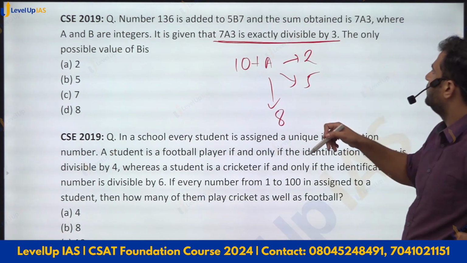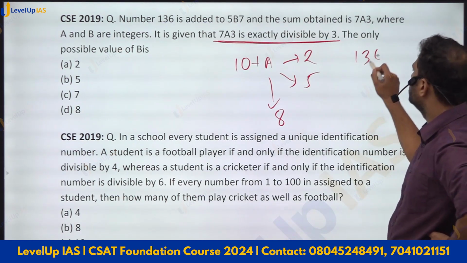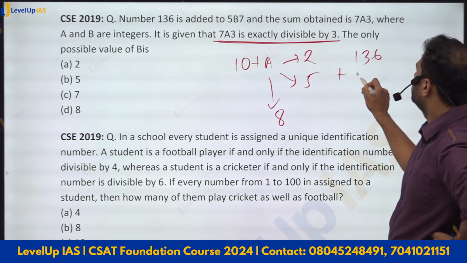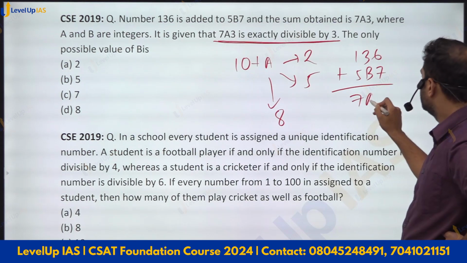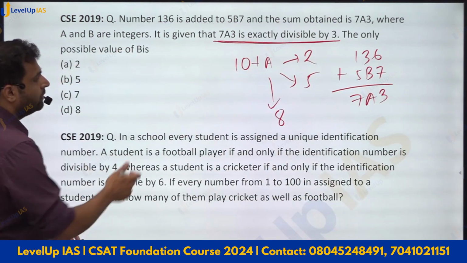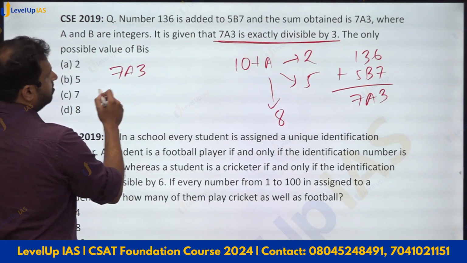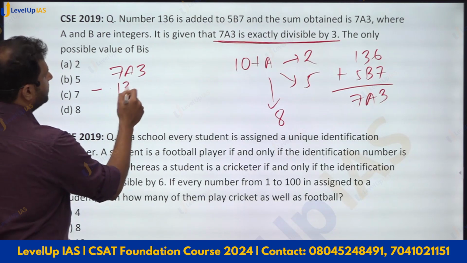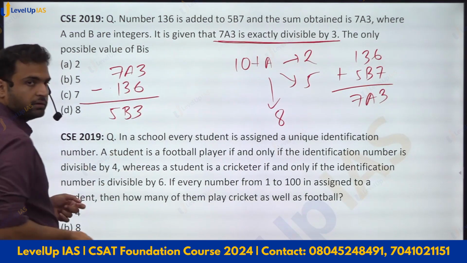Now a can be any of those. So, we have 136 plus 5b3, 5b7 is equal to 7a3. This is what we are given. In other words, what we can write is 7a3 minus 136 is equal to 5b3, right?